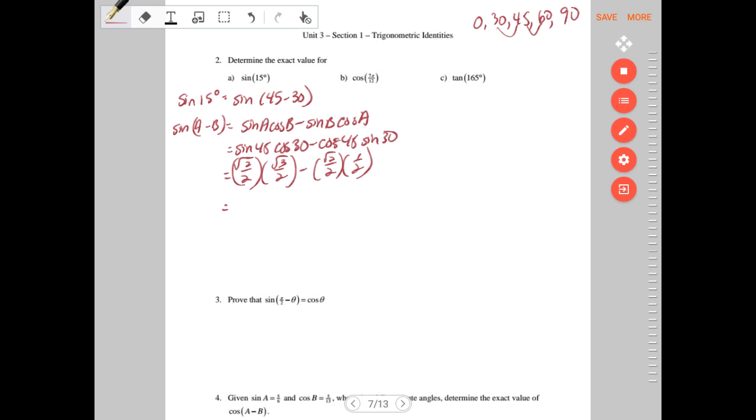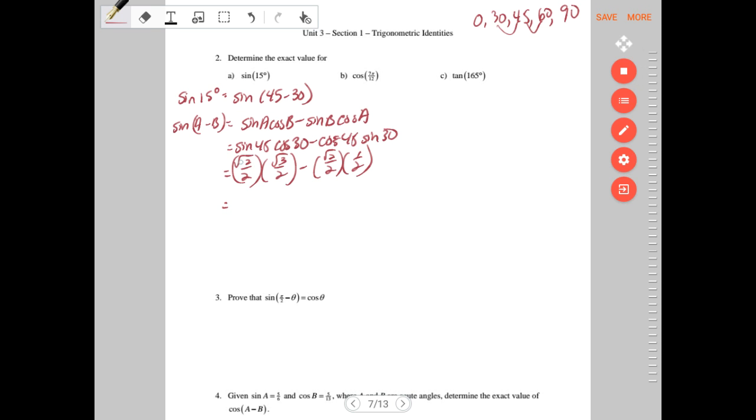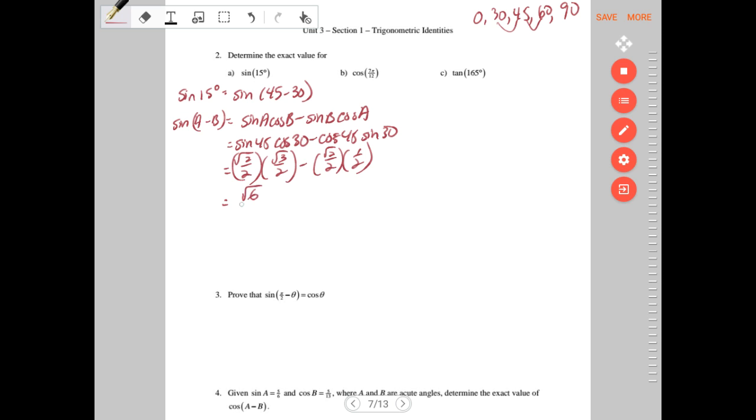Okay, top times top, bottom times bottom. So, root 2 times root 3 is root 6 over 4. And root 2 times 1 is root 2 over 4. Okay, so that becomes root 6 minus root 2 all over 4. And that is the exact value, because, remember, exact values do not include decimals, so you have radicals and fractions. It's all perfect for exact values.